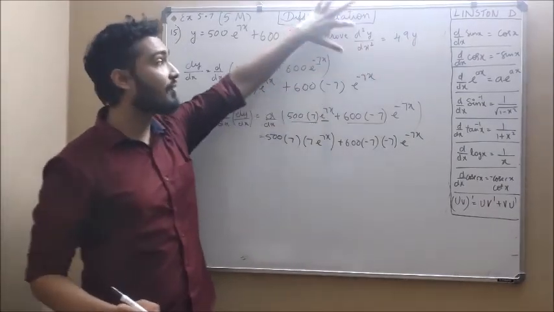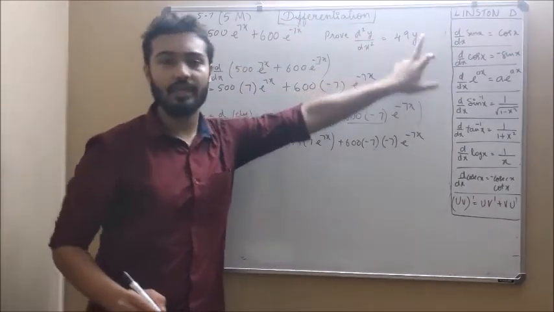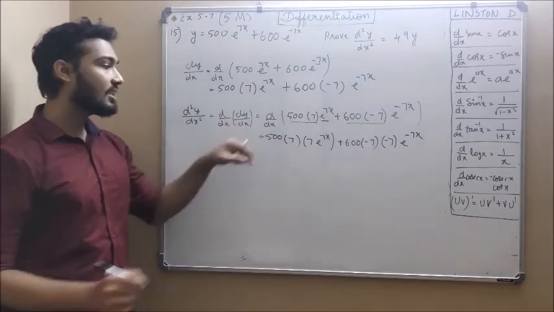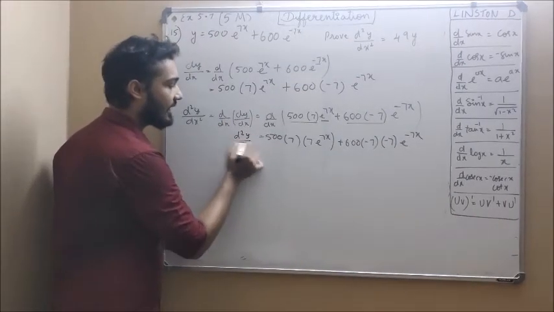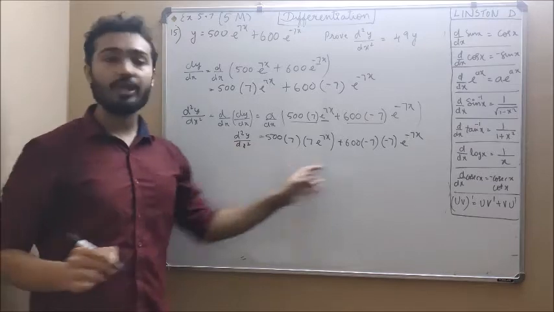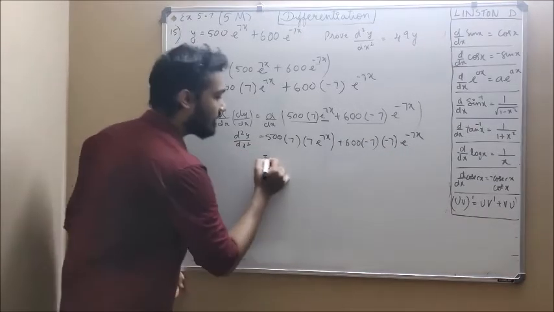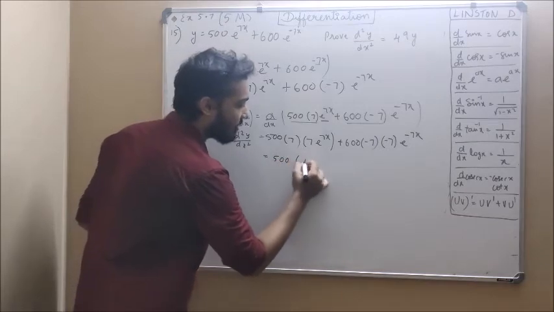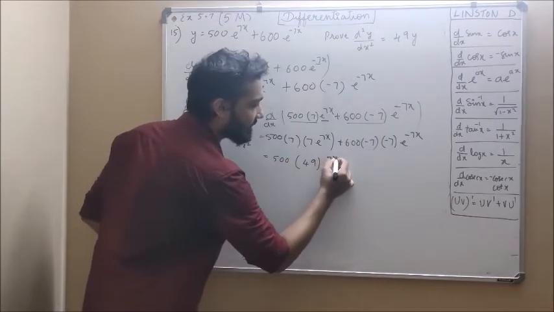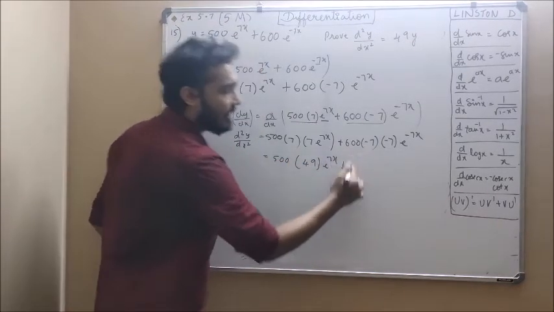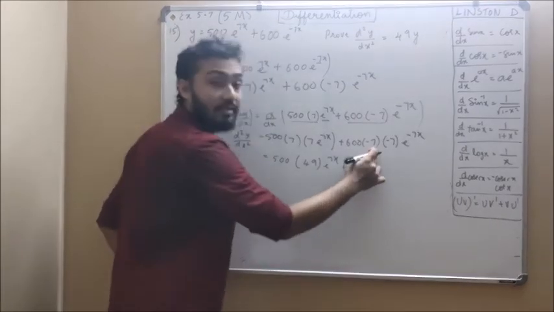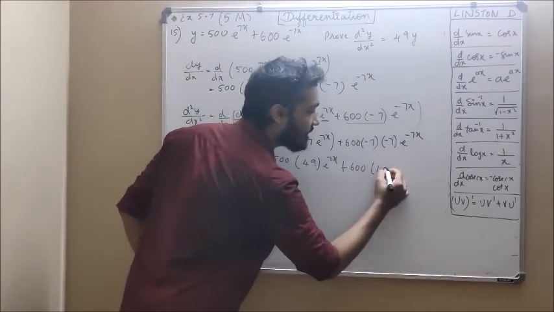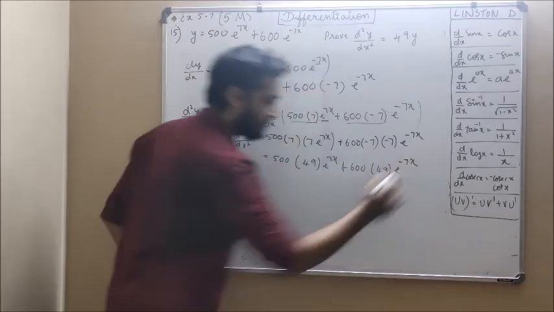Now we have to prove d square y by dx square equal to 49y. So take this, this is nothing but d square y by dx square. How do you get 49y? 7 into 7 is 49. So multiply 500 into 7 into 7, which is 49, e power 7x, plus here 600 into minus 7 into minus 7 is 49, 49 into e power minus 7x.